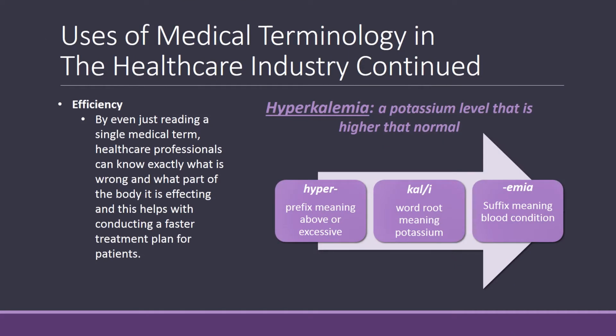Efficiency. By even just reading a single medical term, healthcare professionals can know exactly what is wrong and what part of the body it is affecting, and this helps with conducting a faster treatment plan for patients. One example is hyperkalemia. This is a potassium level that is higher than normal. The arrow below shows how the word is broken down.